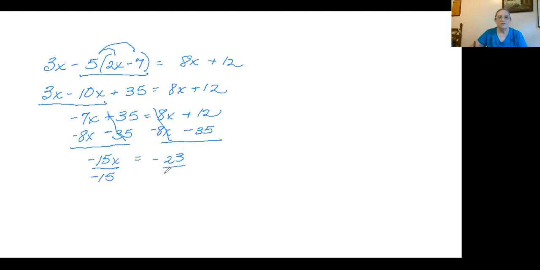Divide by the coefficient. Make sure you reduce your fraction if you have one. So this is just going to be x equals 23 over 15. Negative over negative is positive.